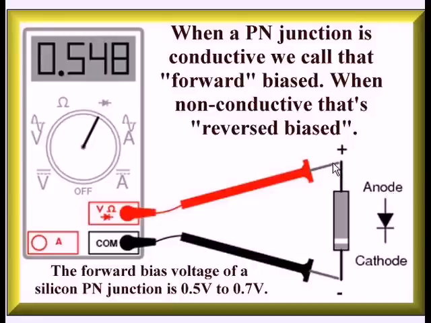The negative side is called the cathode, the positive side is the anode. When we apply a positive voltage to the anode and a negative voltage to the cathode, it will turn on and will be forward biased and conducting. A forward biased silicon semiconductor junction, on the meter if it's made to read diodes, reads 0.5 volts to 0.7 volts.